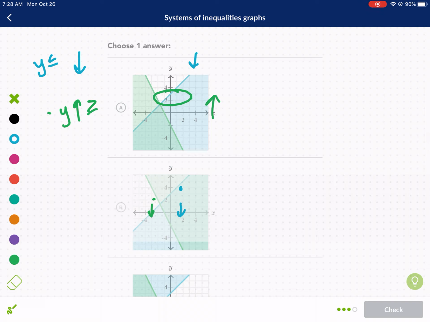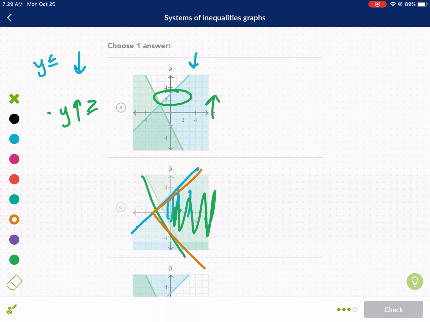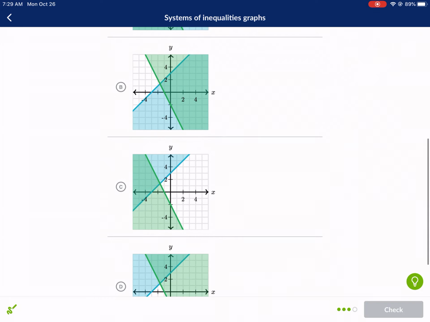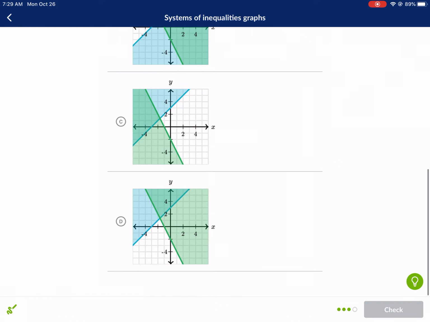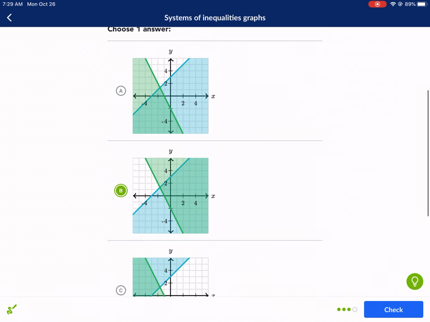Okay, blue is here. Oops, it moved with me. I didn't want it to move. Okay, blue's here and shaded below. That's good. Green's here. We want it shaded above. That's good. That makes our intersection there. I just want to double check all my other answers. This one's shaded below, but blue is shaded above. That's not right. This one's both shaded below, so it's definitely B.